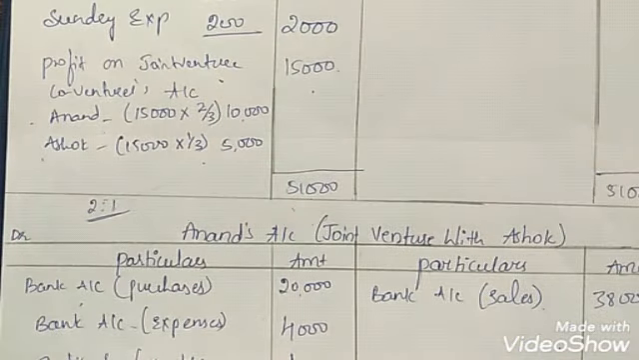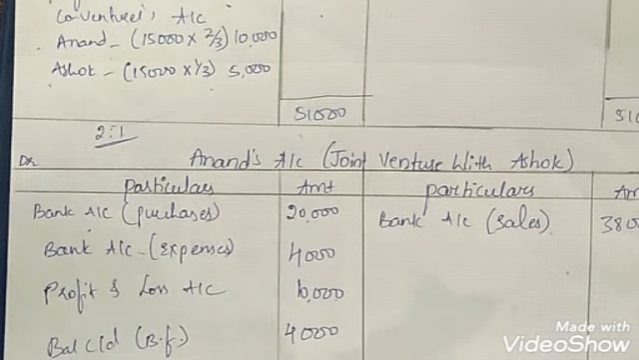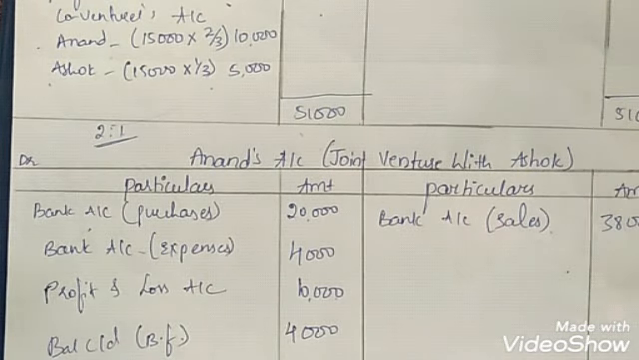See here, the balancing figure of Ashok is on the credit side, rupees 4,000, and in Anand's account the balancing figure of Anand is on the debit side, rupees 4,000. Okay, the amount is similar here, right? It's the same. So here one co-venturer has to pay 4,000 rupees to the other co-venturer.